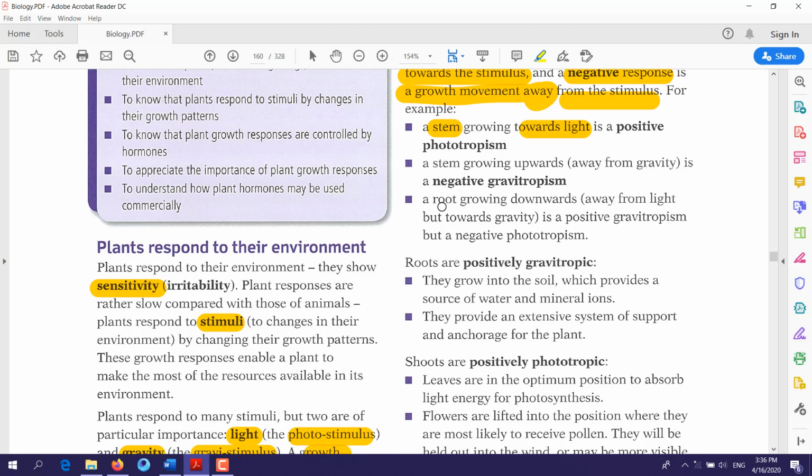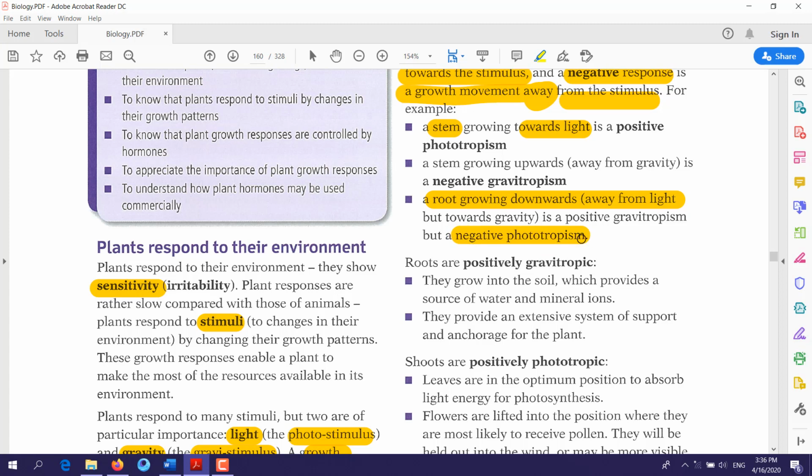Now another example. A root growing downward. Now do it by yourself, this one. A root growing downward away from light. So what is the stimulus here? Light. So what kind of tropism is here? Now we are talking about phototropism. But is the phototropism of the root positive or negative? So the answer here will be negative phototropism.